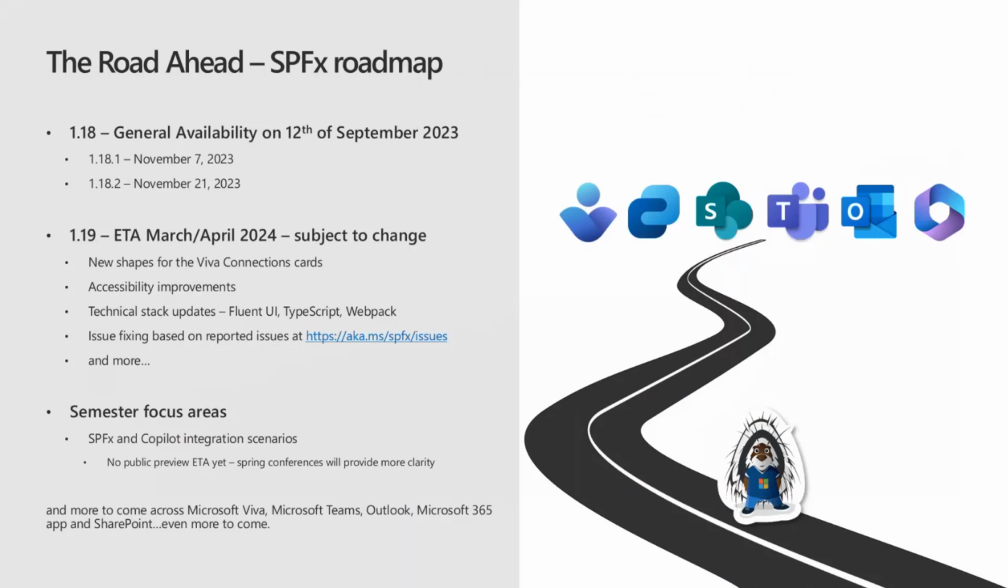Quick recap on what's happening. 1.18.2 is currently the latest version for GA. 1.18.2 had a small new feature, so we recommend always using the latest version. 1.19 is currently estimated to be March, April, and there are plans to have at least some new shapes on the Viva Connections cards, accessibility improvements, technical stack updates for Fluent UI, TypeScript, and Webpack, among other things, and of course issues based on what is being reported, and much more.